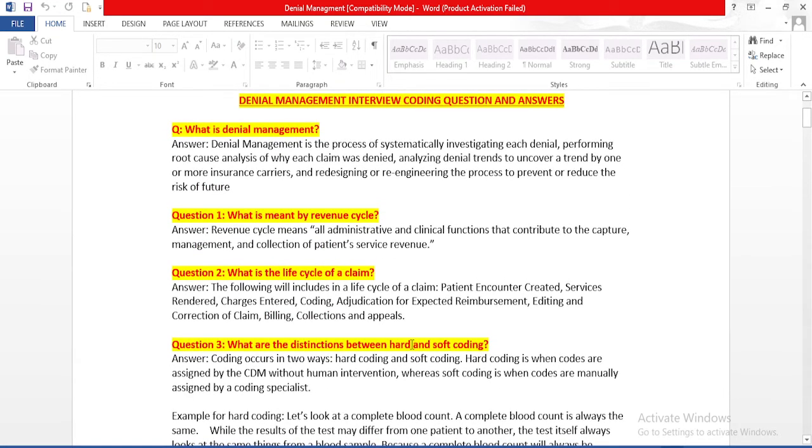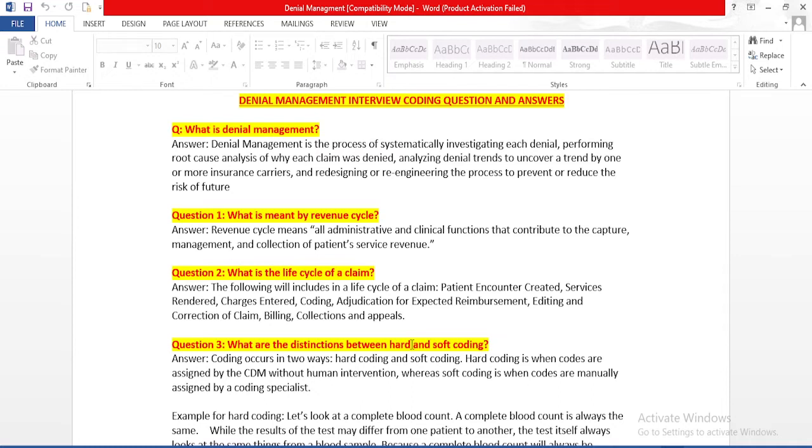Denial management is the process of systematically investigating each denial, performing root cause analysis of why each claim was denied, analyzing denial trends to uncover a trend by one or more insurance carriers, and redesigning or re-engineering the process to prevent or reduce the risk of future denials. So basically, denial management is the process of systematically investigating each denial.